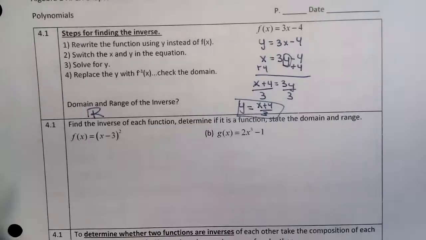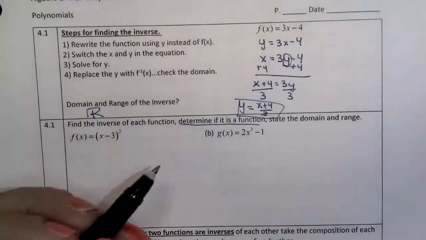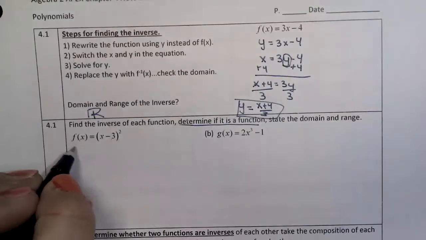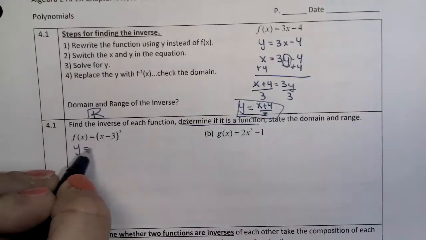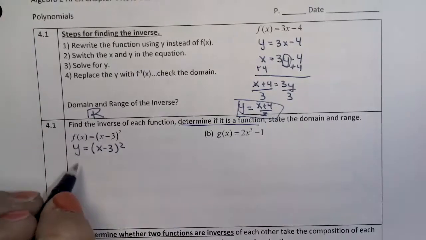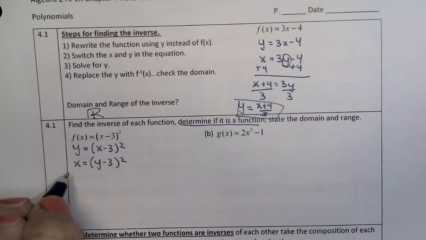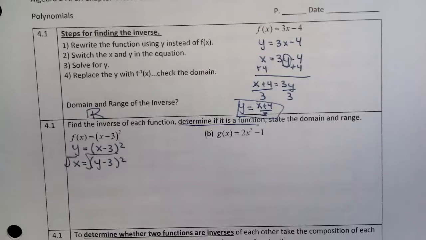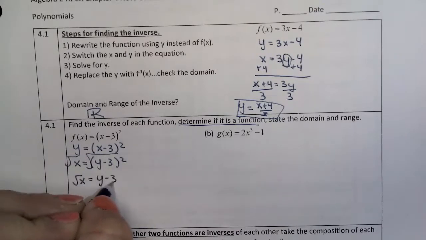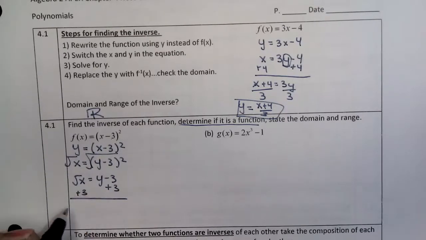All right, so let's go ahead and find a couple more. We're going to determine if it is a function, meaning does it pass the vertical line test, and then we're going to state the domain and range. All right, so this first one right here, first thing I'm going to do, change that to a y. And then I'm going to go ahead and swap my x and y. And you take the square root of both sides. Now I have the square root of x equals y minus 3. And I'm going to add 3 to both sides.